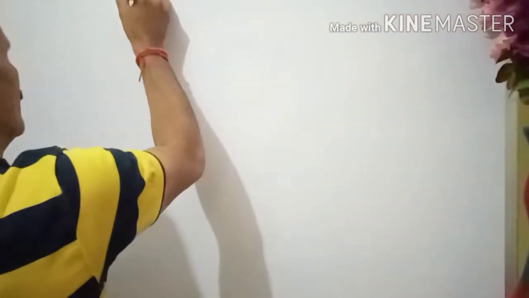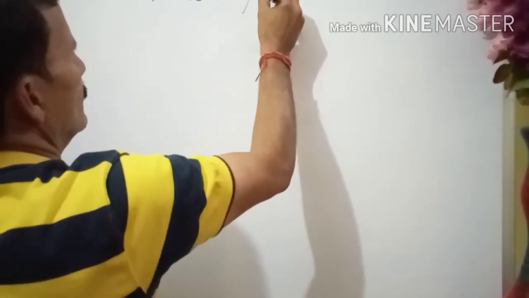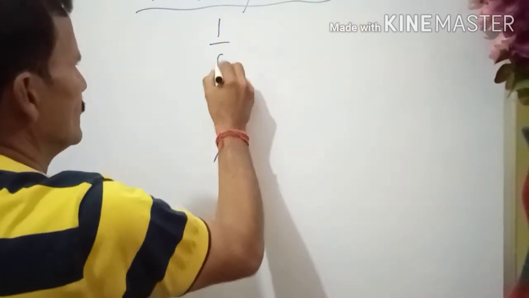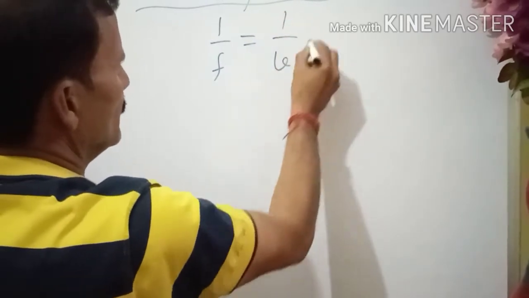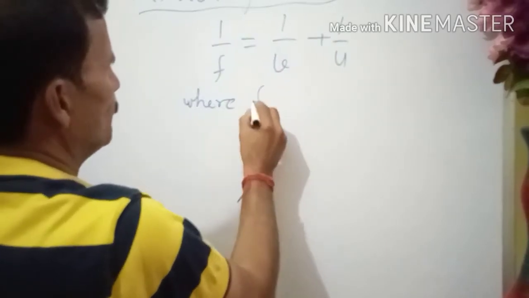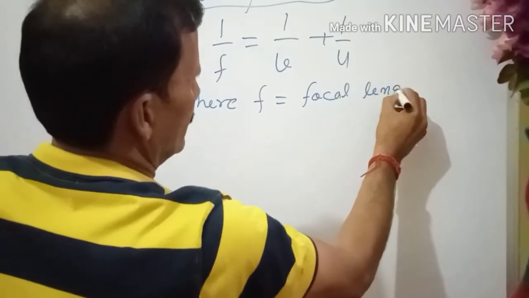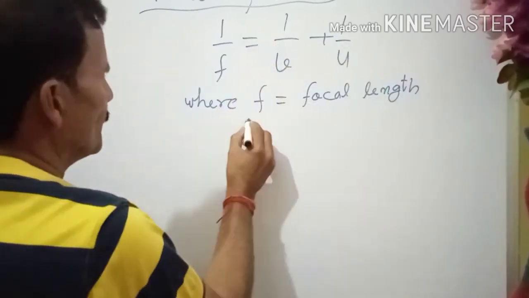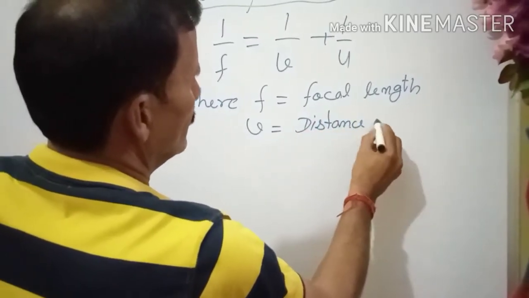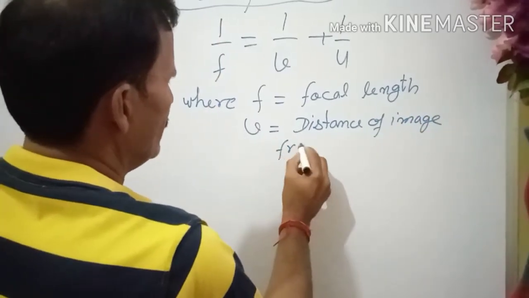Mirror formula. So let me first explain what the mirror formula is. It is written like this: 1 upon f equals 1 upon v plus 1 upon u, where f is the focal length of the mirror and v is the distance of the image from the mirror.